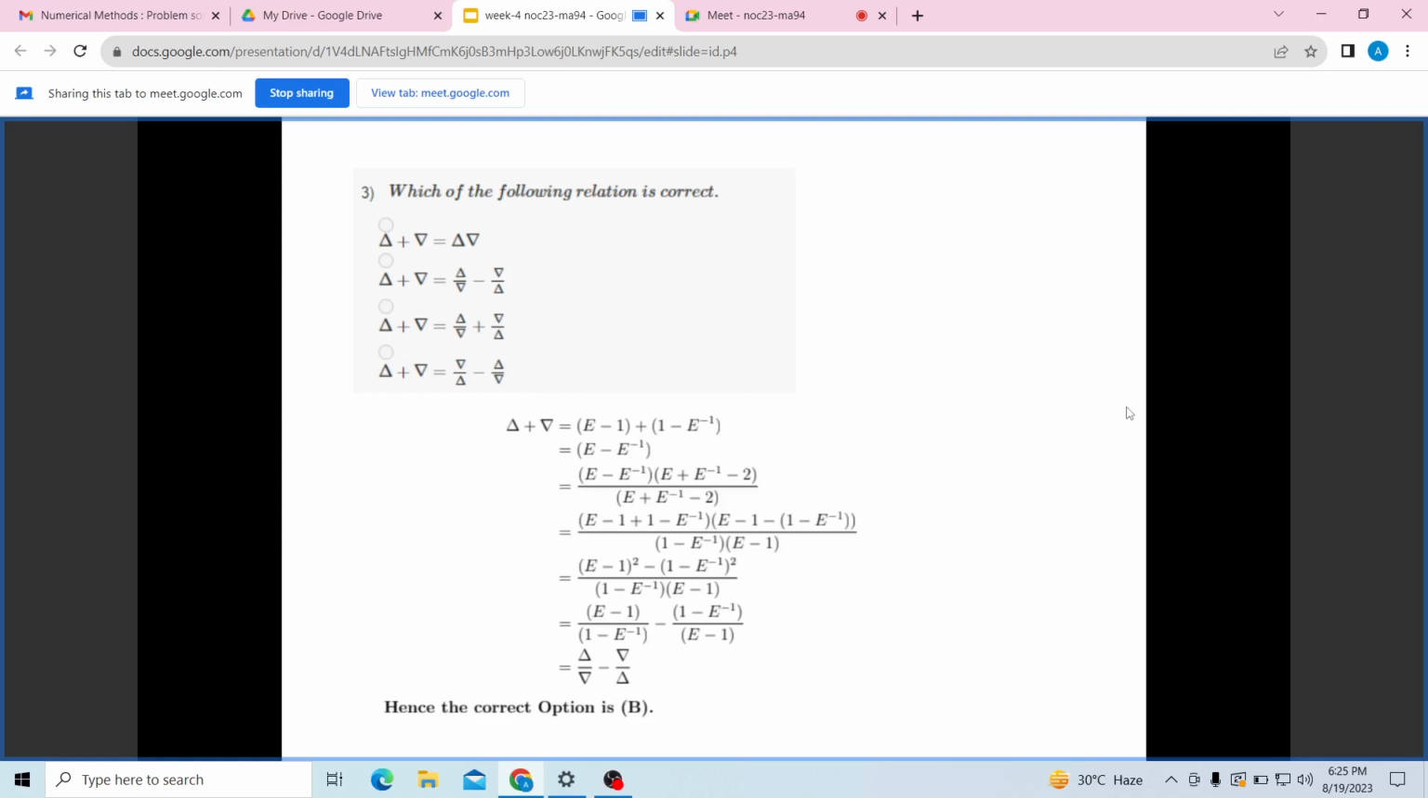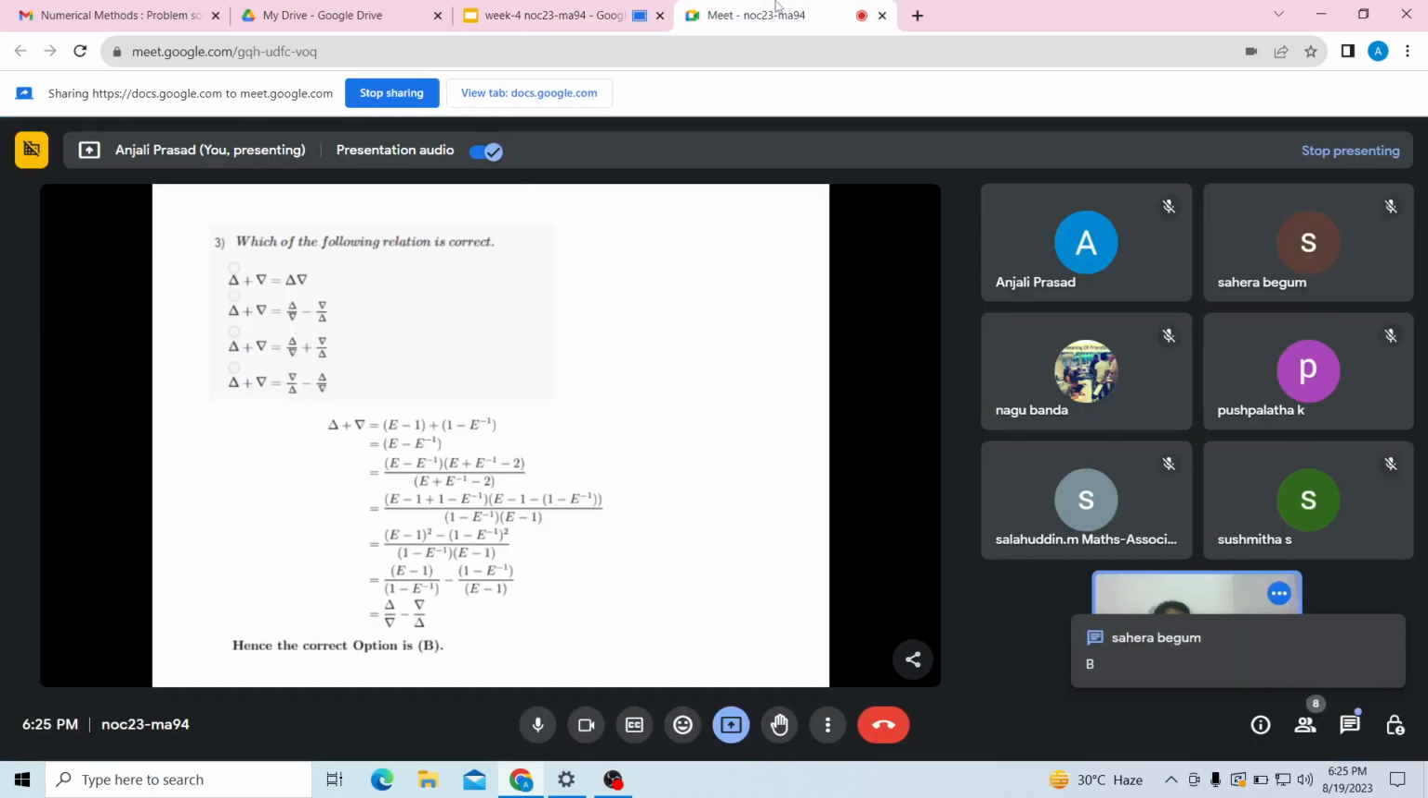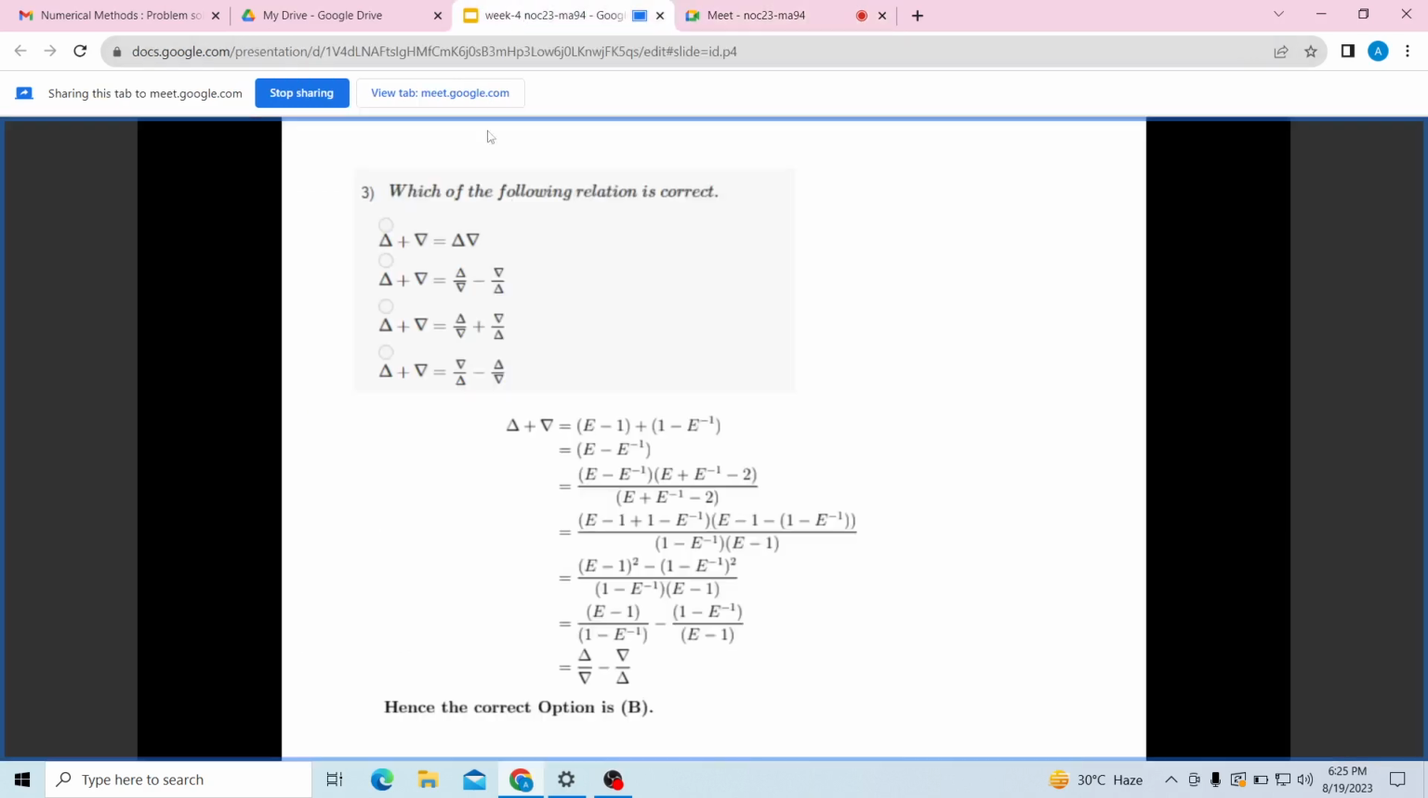So the correct option is B. You can proceed like this. Okay, the correct option is B. Now you can see how it's solved. So you have to basically find the value of delta plus nabla. Now this is the forward difference operator.